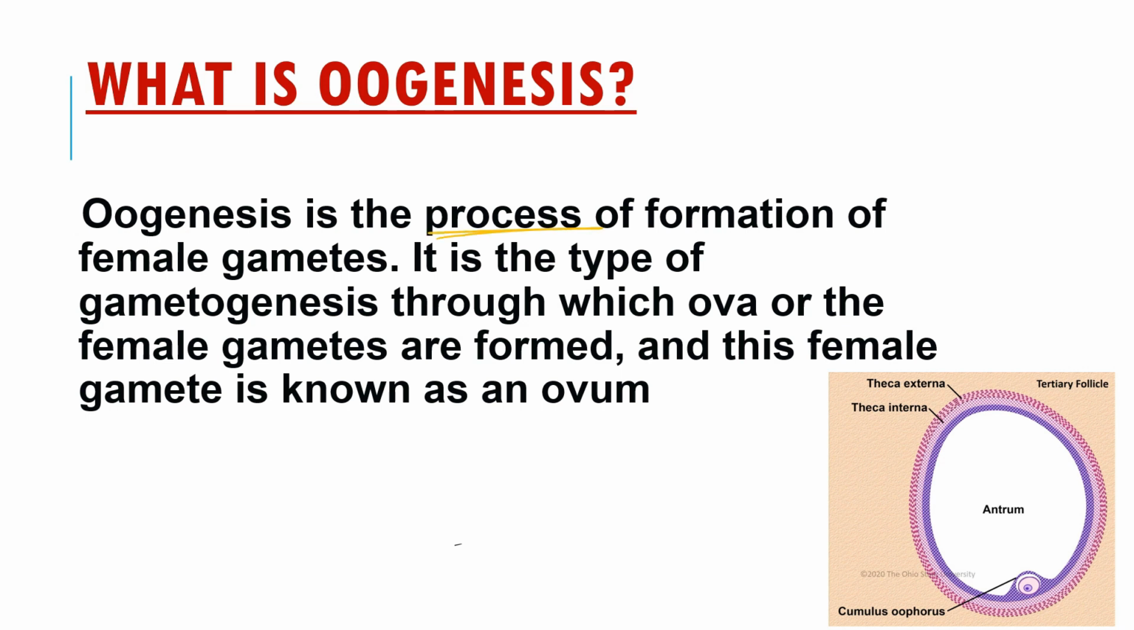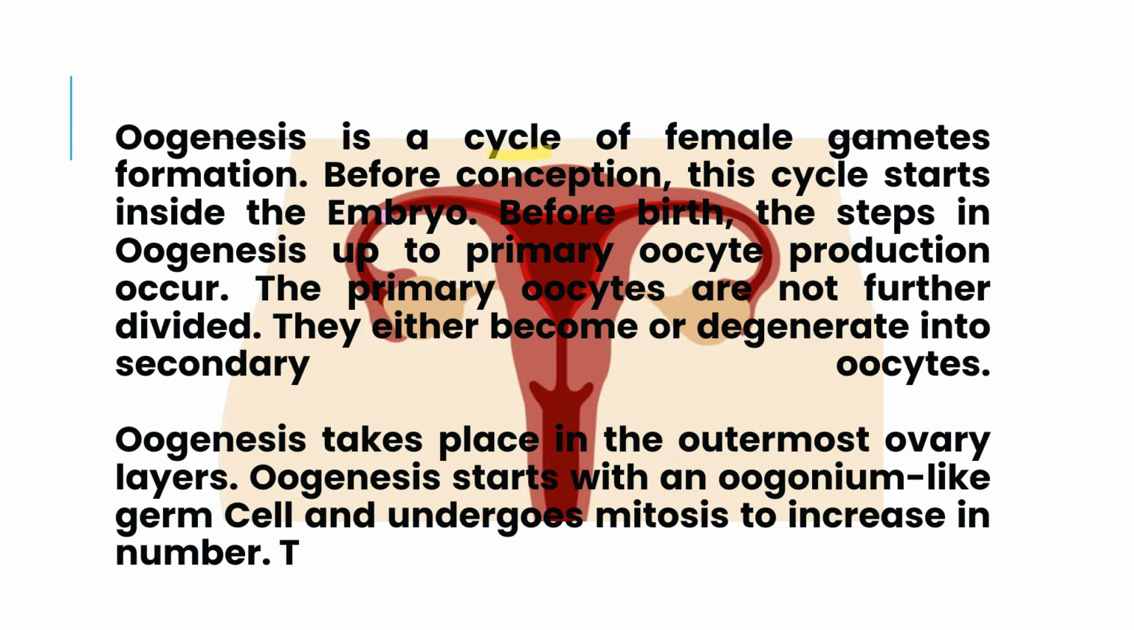Oogenesis is the process of the formation of the female gametes, and it is a type of gametogenesis followed in women, in which the ova or the female gametes are formed. These female gametes are known as ovum or eggs. So oogenesis is a cycle of female gamete formation, and before birth this cycle starts inside the embryo, when the woman is in the embryo state.